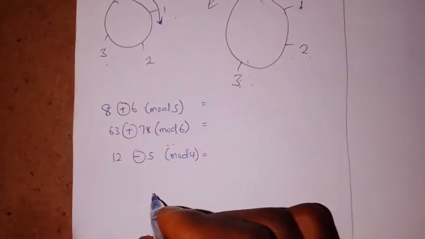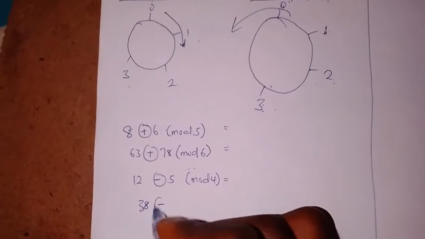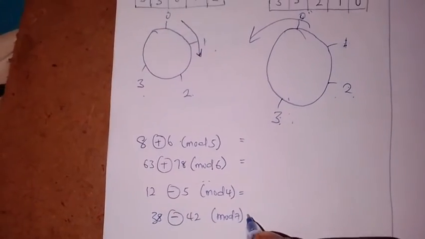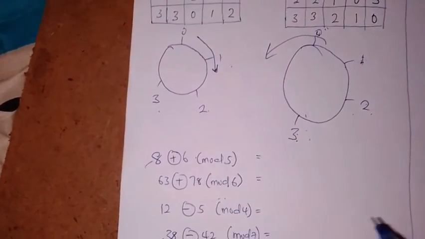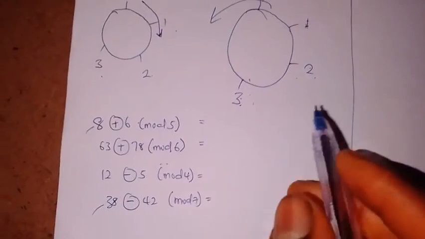And we now have also 38 minus 42 in mode 7. Okay, so in this case, I'll just pick one out of this to do, then the rest we would solve by ourselves. Now, 8 plus 6 in mode 5, what's it going to be?